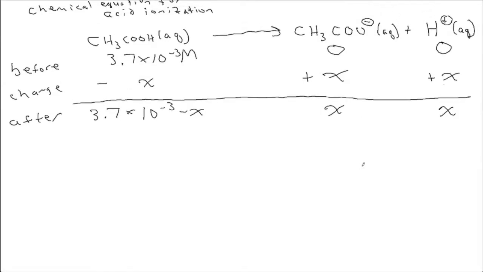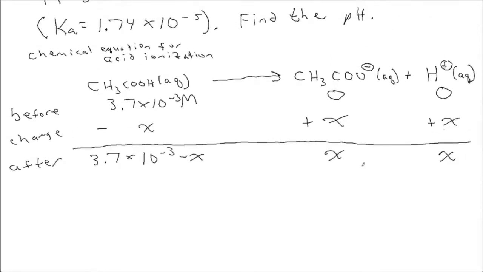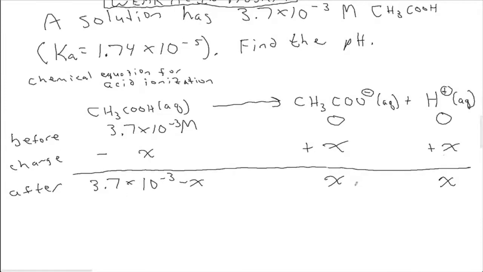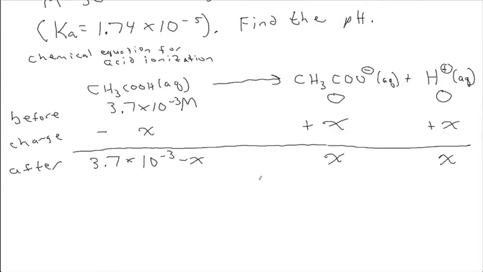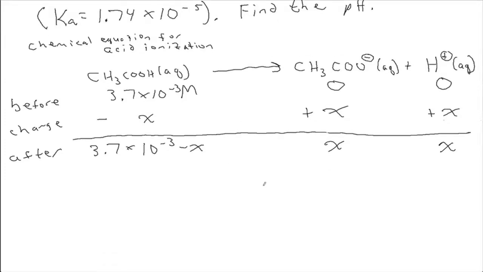Okay, so it looks like we're not in as good shape as we might have been for a strong acid problem because we have all these X's running around. We're going to need to write down a mathematical equation so that we can solve for X. So what we need to do now is write the mathematical equation for acid ionization.